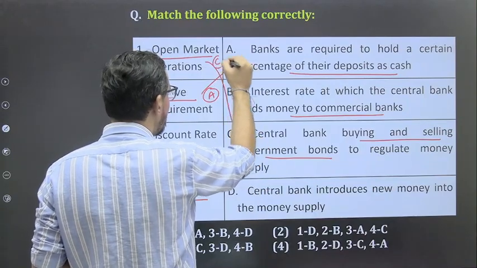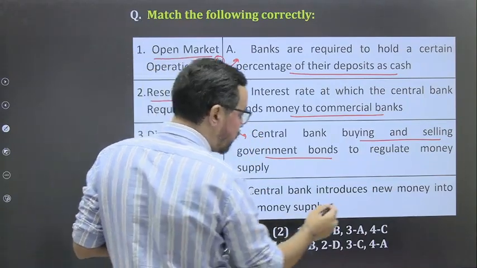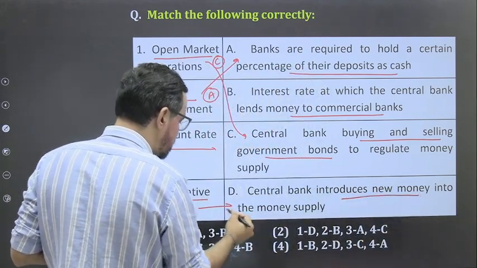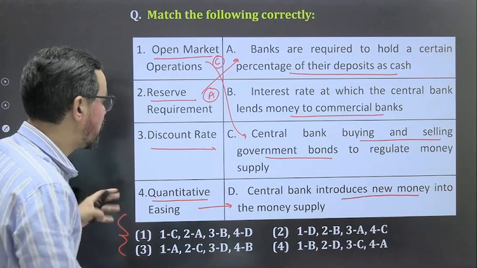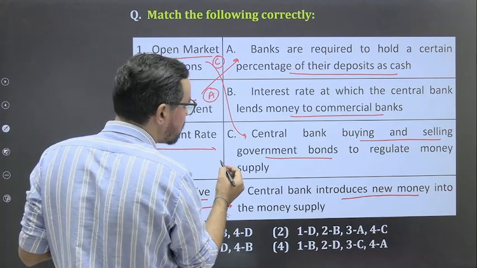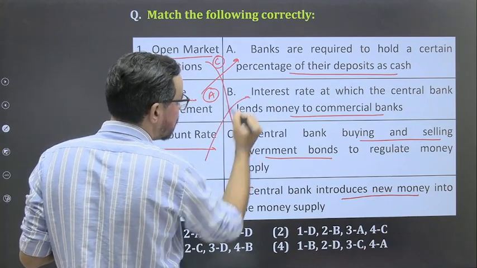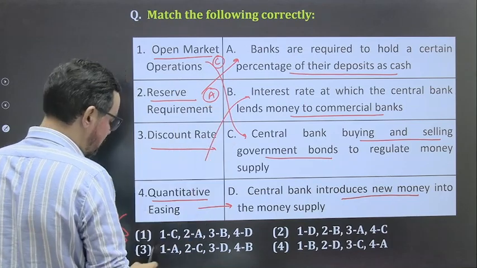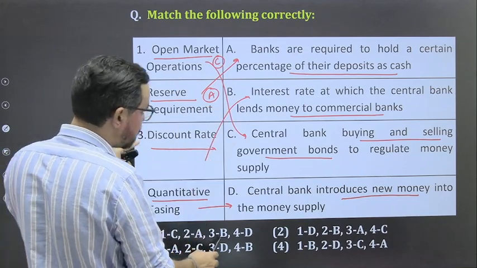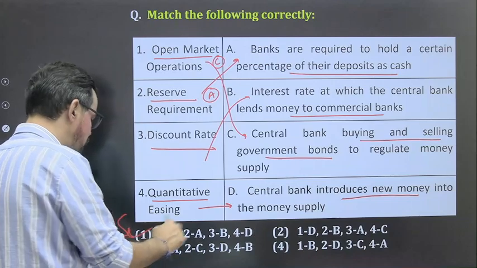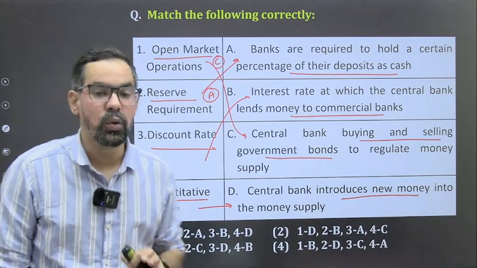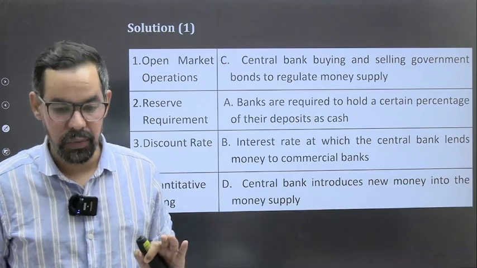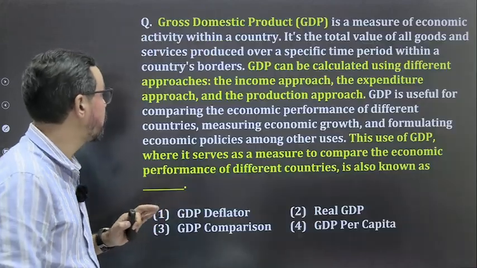So C. And central bank introduces new money in the market, so it is quantitative easing, ठीक है? तो 4 का D आपका होगा. So that means 3 का आपका क्या हो जाएगा? आपका B will be the correct answer, ठीक है? सो एक का सी, दो का ए, 3 का बी एंड 4 का डी. So what will be your correct answer? Option 1 only will be the right answer for this given question. Understood? Very basic one, right? Very common question. Next one.